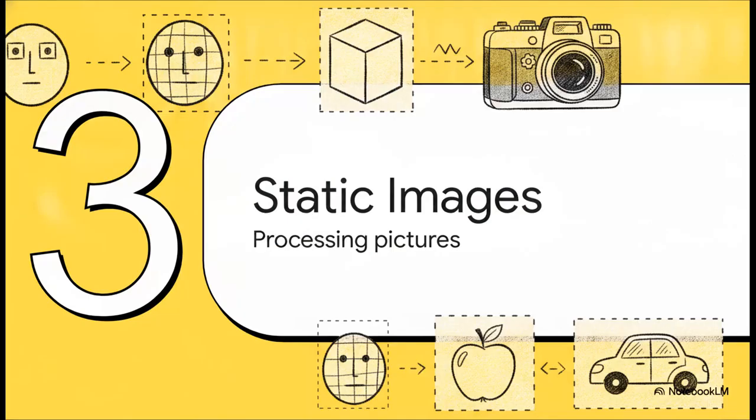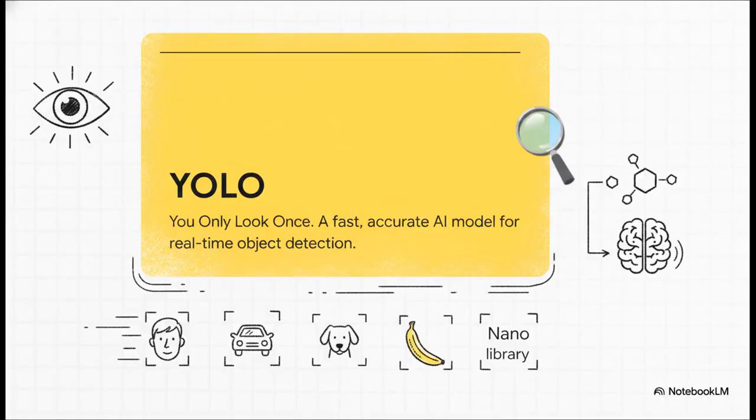All right, Section 3, processing static images. The AI model we're using here is so cool. It's called YOLO, which stands for You Only Look Once. It lives right inside that Ultralytics library we just installed. YOLO is pretty famous in the computer vision world because it somehow manages to be super accurate while remaining lightning fast, which is exactly what you need for real-time detection. We're going to start specifically with a lightweight version called YOLO V8 Nano.